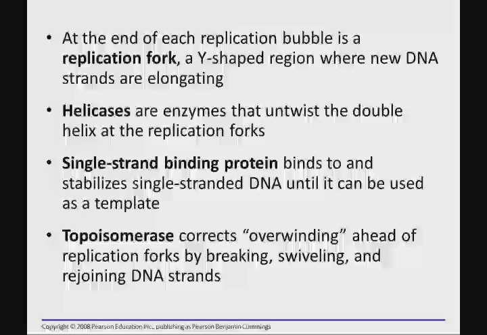Now we're also going to find a cool molecule called a topoisomerase. That topoisomerase is further upstream of the replication fork, and it deals with the twisting of the DNA as you unwind it. And so what you do is you create tension in the DNA molecule that you need to relieve, and topoisomerase does that.